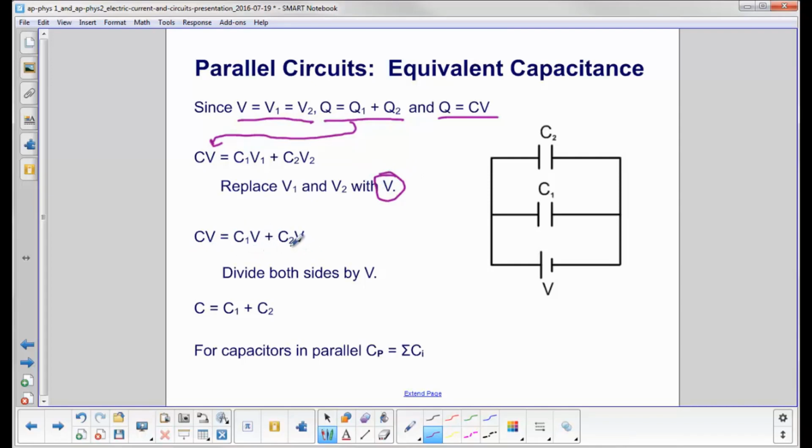Everybody has a V, cancel it out, and we find the equivalent capacitance for capacitors in parallel is you just add each individual capacitance. And if you have more than two, it's the sum of all the individual capacitances.